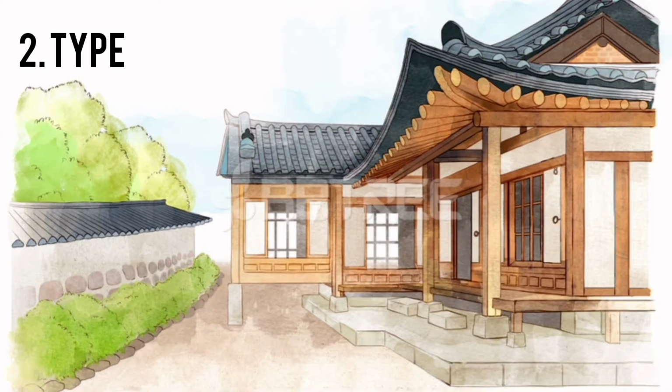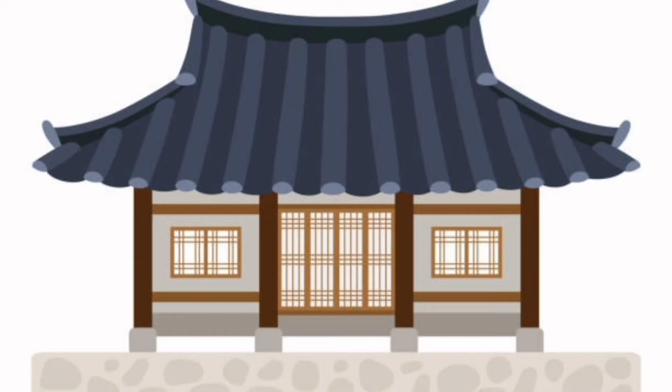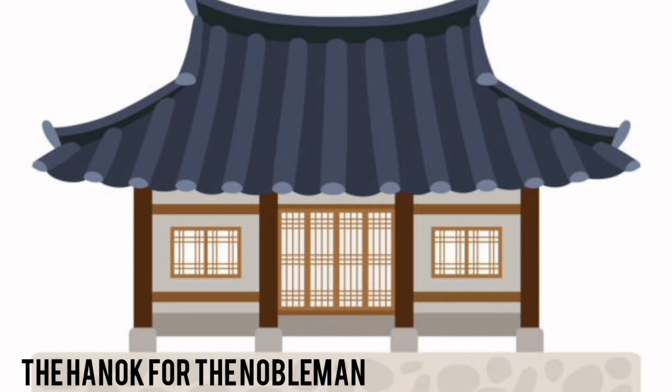The second topic is the types of the hanok. Let's see. I mentioned that there are various types of hanok. The first type of hanok is this house. This house is for the noblemen in Joseon dynasty.